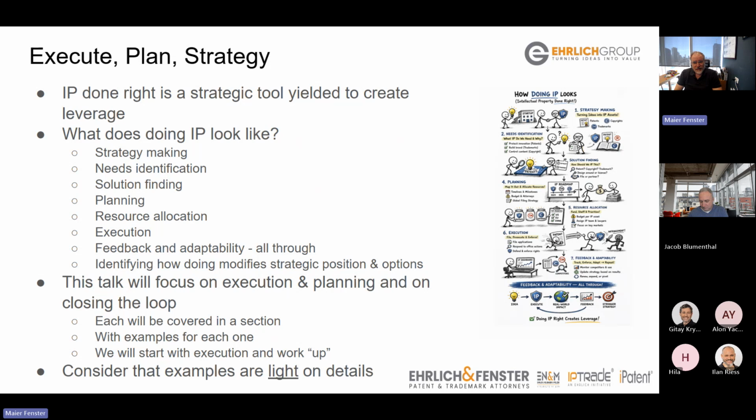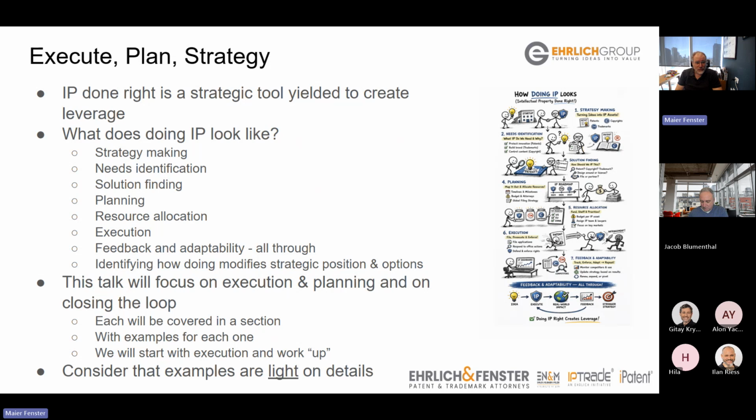Usually you would say that first we do strategy, then we have a plan, and then we execute the plan. And I start with strategy because IP is a strategic tool. So what kind of stuff would you do in this ideal world? You'd make a strategy, you'd identify needs, you'd find solutions, you'd make plans, resource allocations, do feedback, and so on. That's too much to talk about today. And instead, I'm going to talk about execution and planning and closing the loop.